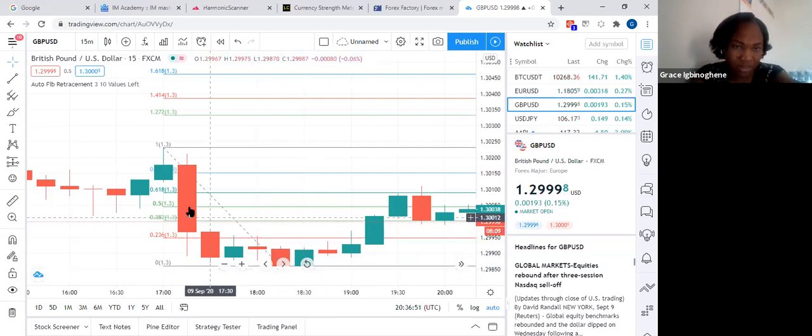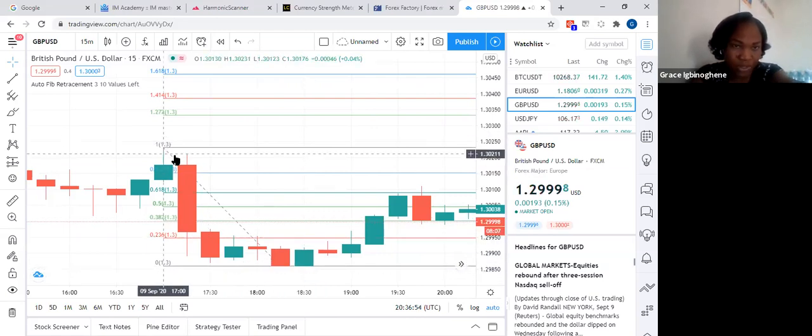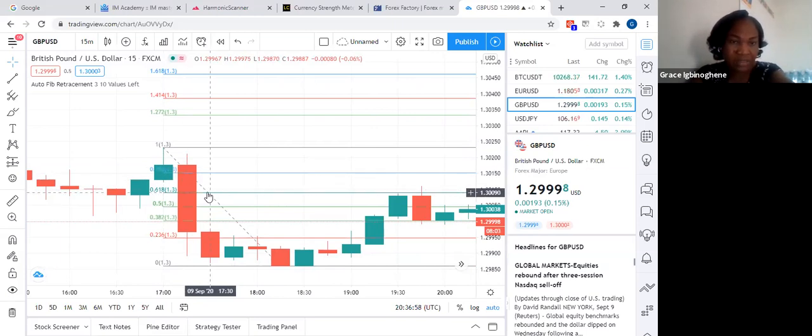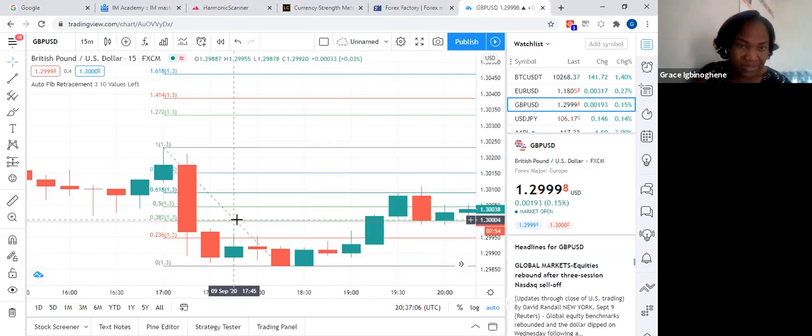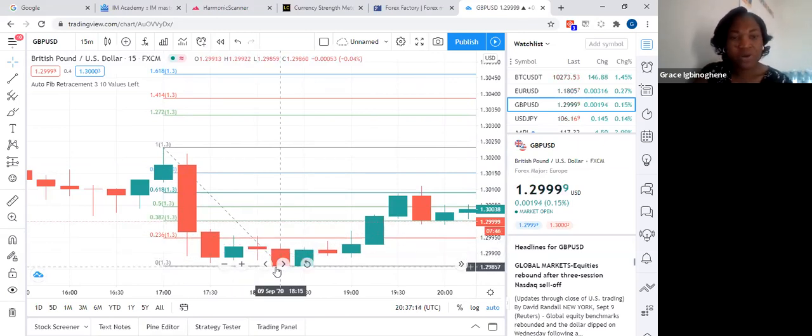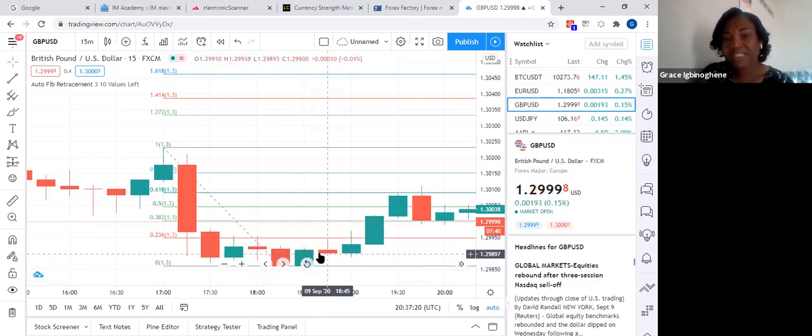We were selling from 1. If we were in this trade at 0.618, we would have taken profit 1. If you still remain in the trade, it will get here, you would have still taken profit 2. If you still remain in the trade, you would have still taken profit 3. But look at it, when it got to this take profit 3, where you're supposed to exit the trade, what happened? The market started going up.